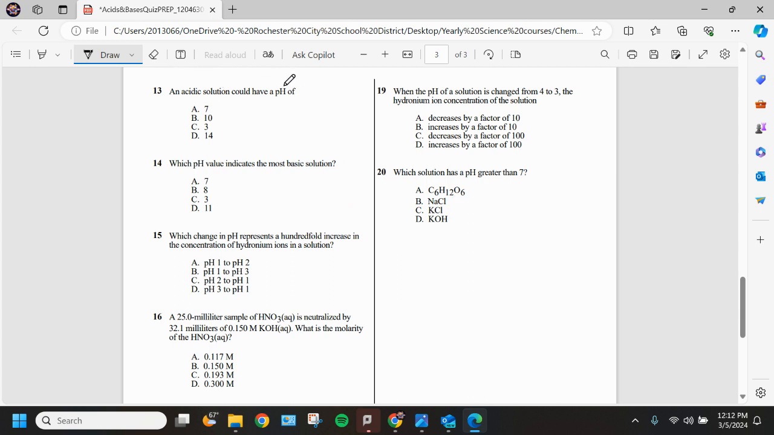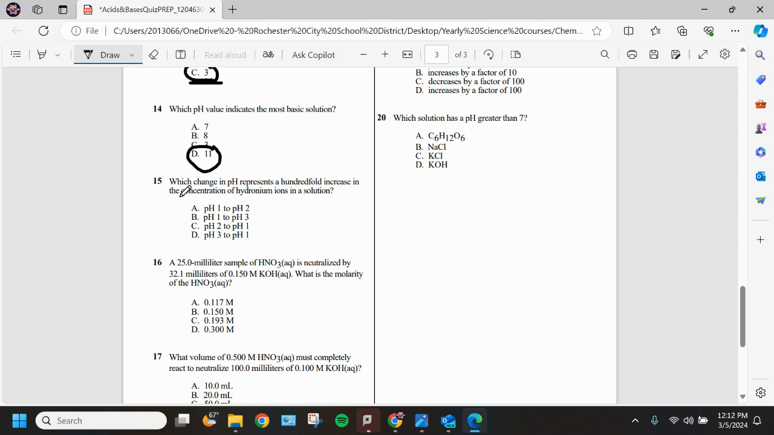An acidic solution could have a pH of, well, I know 7 is neutral, and I know above 7 is base, so the 10 and 14 are all bases. That means 3 is a potential pH of an acid. The most basic solution, so the farthest towards 14, or the highest number. There you go. This is going to be, I think, a backwards question.